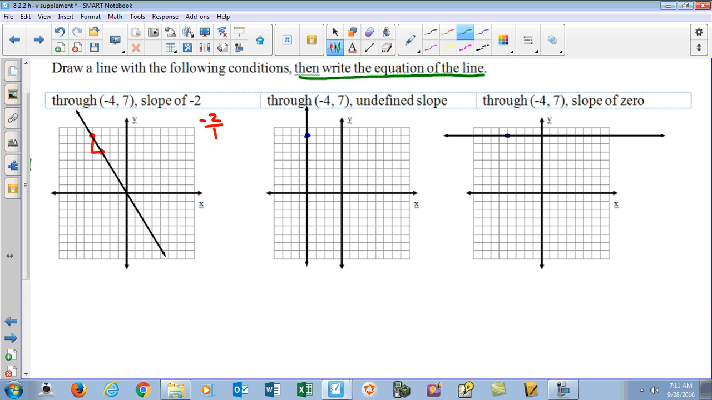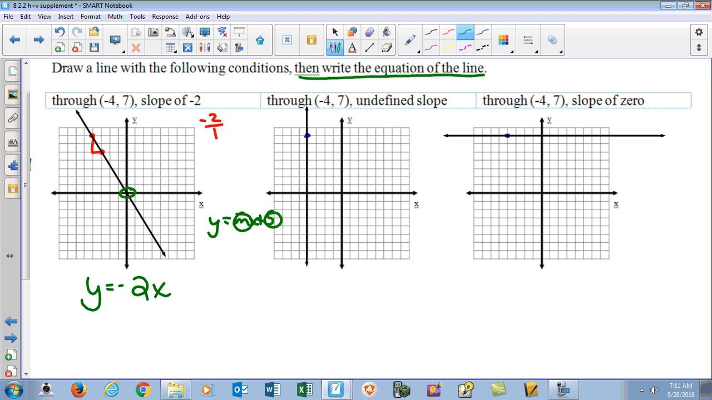So again, when we write the equation of a line, it's y equals mx plus b, right? And b is our y-intercept and m is our slope. So if you look at the first one, it crosses the origin, which means our y-intercept is 0. So we know our slope is -2. This equation should be y equals -2x.